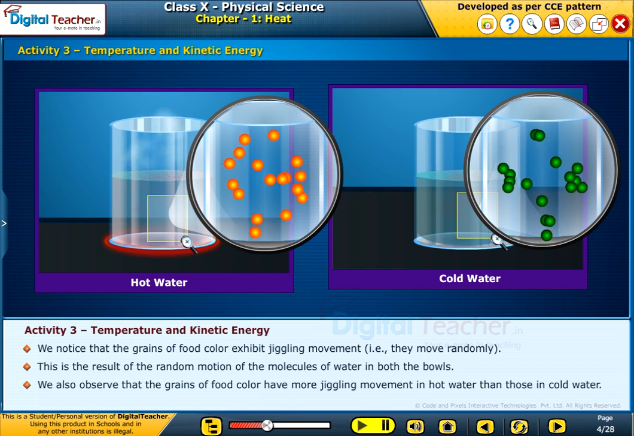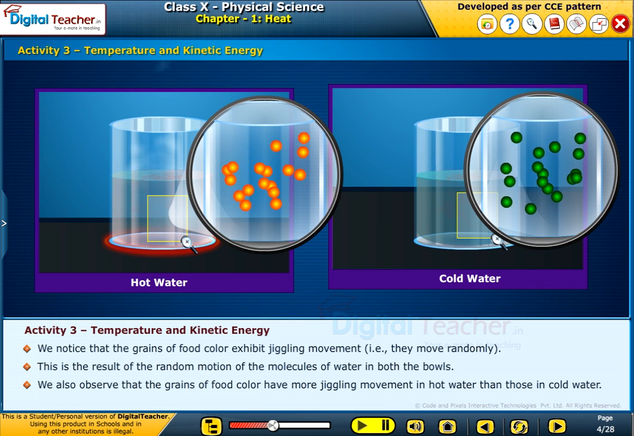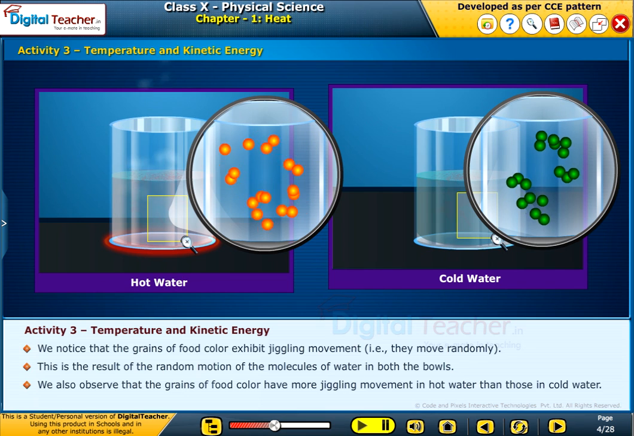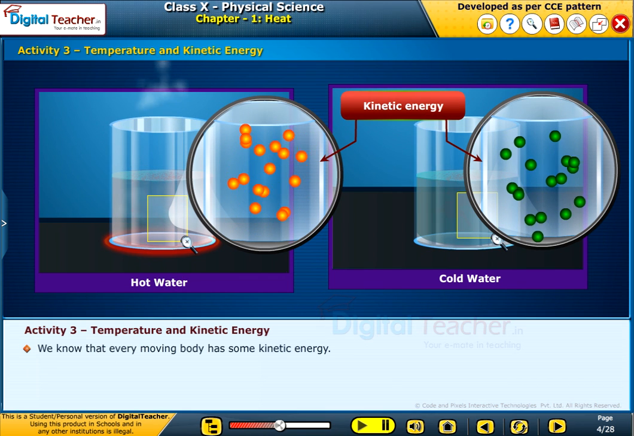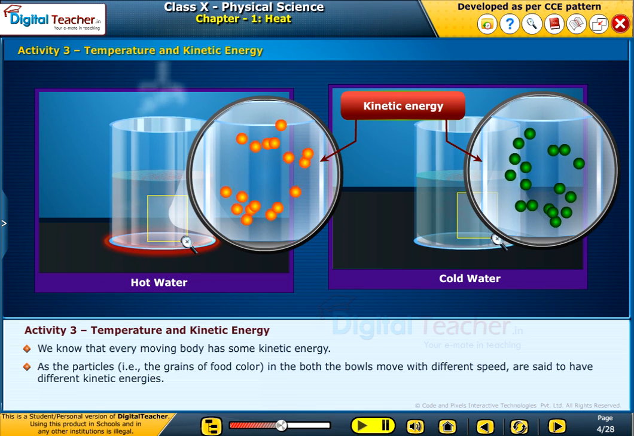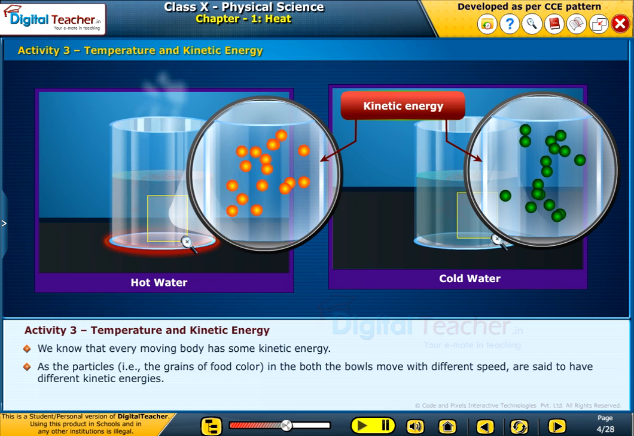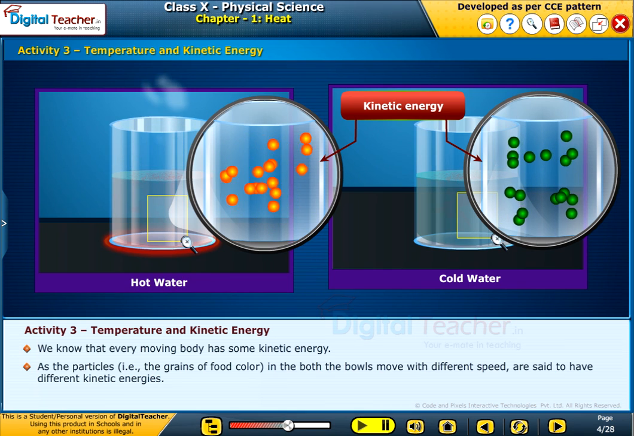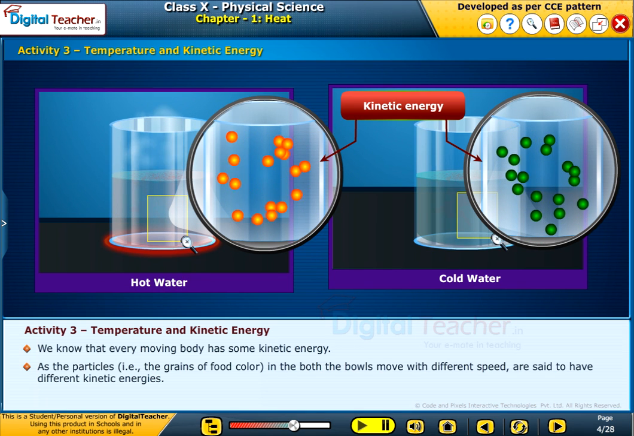We also observe that the grains of food color have more jiggling movement in hot water than those in cold water. We know that every moving body has some kinetic energy. As the particles, that is, the grains of food color in both the bowls move with different speed, they are said to have different kinetic energies.